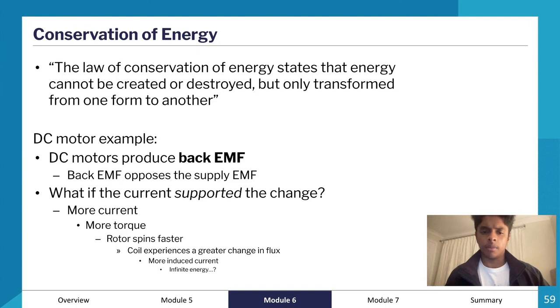Why doesn't it support the supply EMF? Well, if it did end up supporting the supply EMF, then that would mean that we'd have more current, more torque, and so the rotor would spin faster, and then the coil would experience a greater change in flux, and so we'd have more induced current, more torque, and it would just keep repeating, and we'd end up getting infinite energy. If it did support the change, all I'd have to do to power this nuclear plant motor is plug in one AA battery, and eventually the motor would start spinning and supplying its own EMF, right?